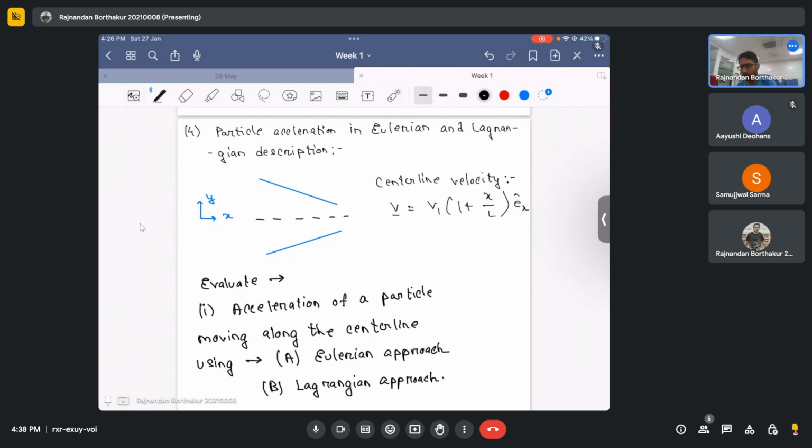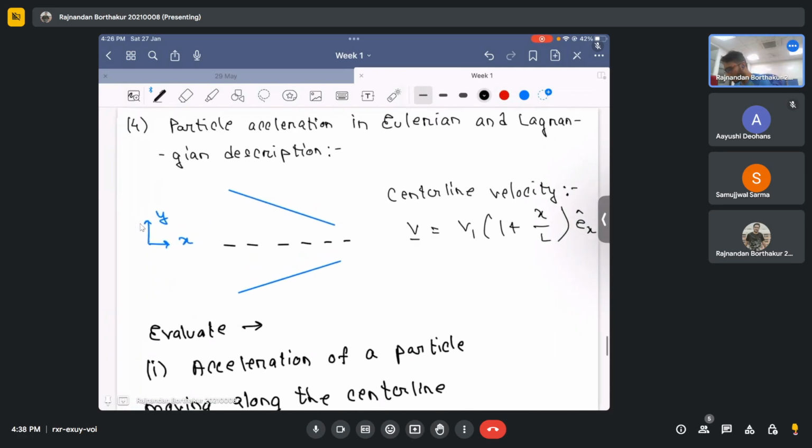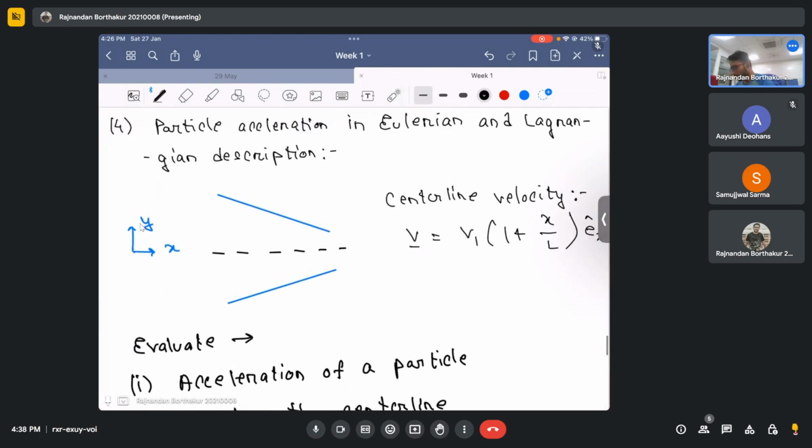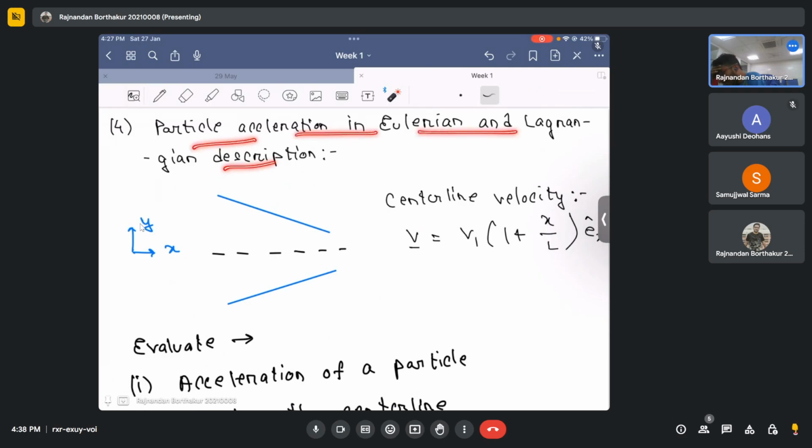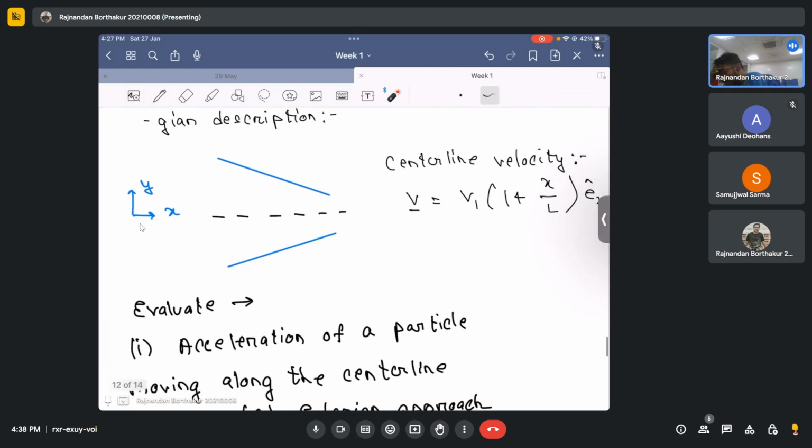All right. I hope you have at least gone through this problem. So as you can see, this problem is basically about evaluating the particle acceleration in Eulerian and Lagrangian description. What this problem says is that there is a duct which is converging in nature, and the center line velocity of this duct is given as something like this.